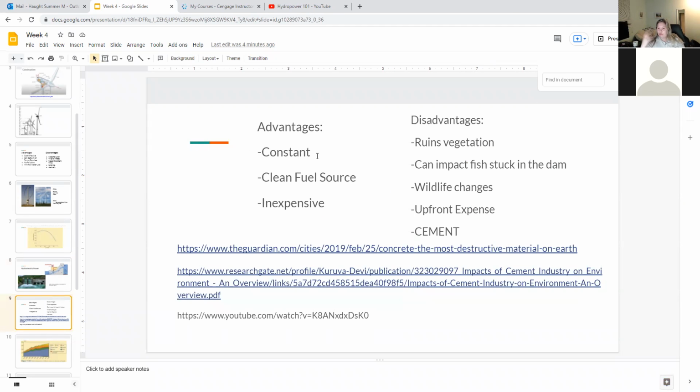It's also a clean fuel source, right? It's just using water. There's nothing wrong about using water, and it's not going to cause pollution. So that's a benefit. It's pretty inexpensive, right? Because again, this is just moving by the natural flow of gravity, so there's no big cost that they're going to have to put into this.